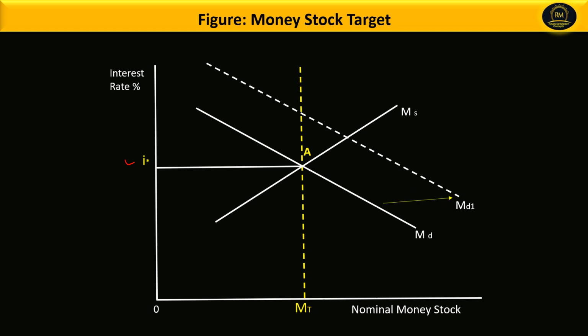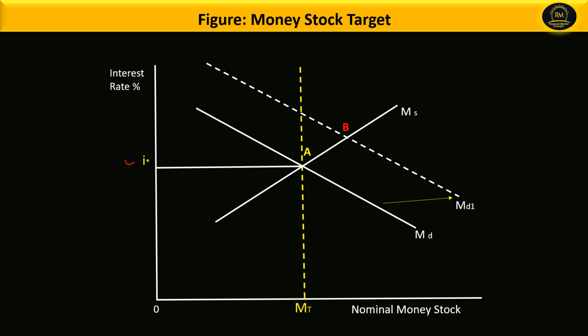As the demand for money increases with a given supply, the equilibrium shifts from point A to a new point, that is point B. But at point B, we can see that there is an increase in the money stock, a higher equilibrium money stock, which is more than the targeted level of money stock. So in order to reach the targeted level of money stock again, RBI intervenes and takes a policy measure.